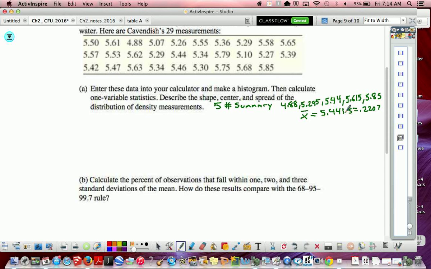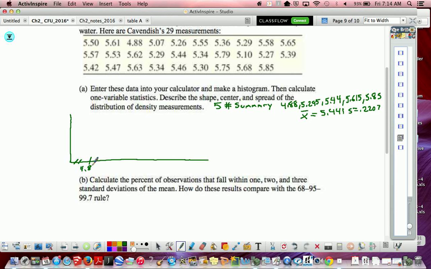So now it asks me to do a histogram. When I look at this histogram, there are many different ways you could do it. I look at the low and the high, 4.88 to 5.85. Depending on how you want to go about it, I'm going to break my graph here and start at a lower bound that seems to make sense. I'm going to just start at 4.8, and I'm going to count by 0.15s.